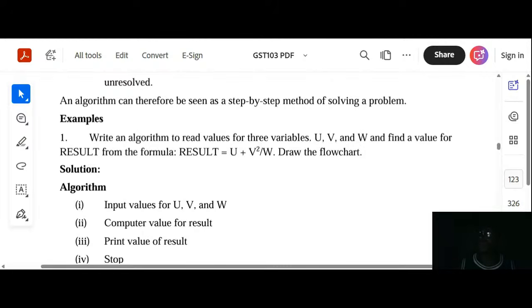So we stopped on examples of algorithm. We've dealt with the meaning of algorithm, the meaning of flowchart, symbols used in flowcharting, and then we are currently on examples of algorithm. And here are the examples we'll be given. An algorithm can therefore be seen as a step-by-step method of solving a problem. That is a valid one. Let us just use this one to refresh our brain and to start this section.